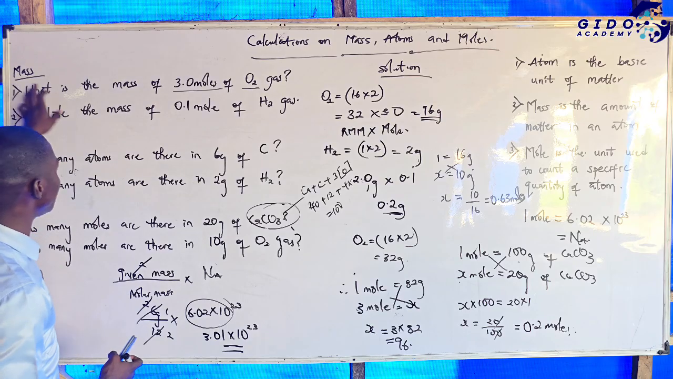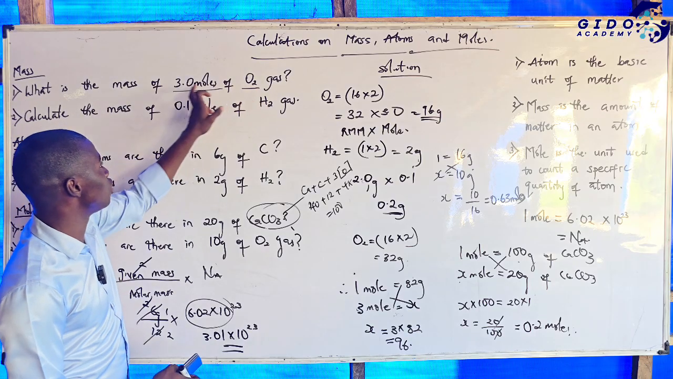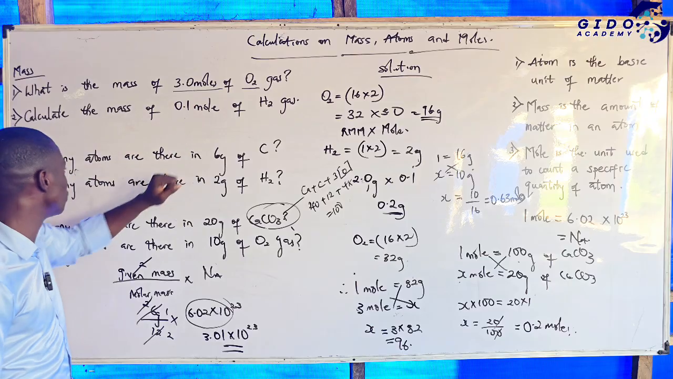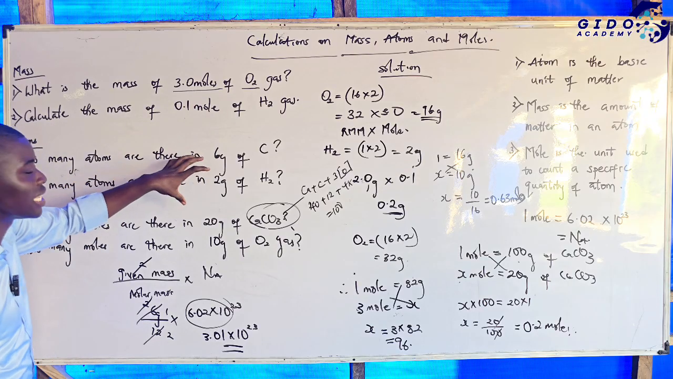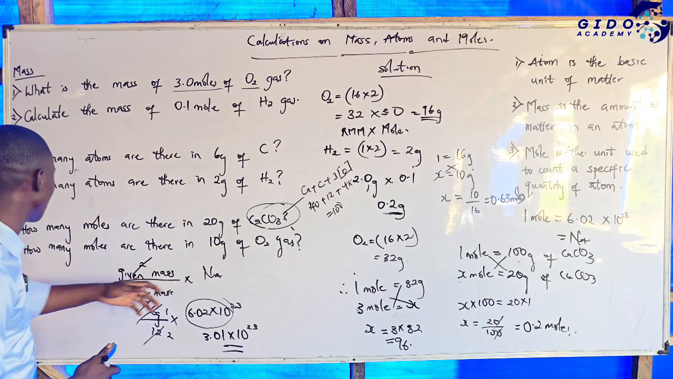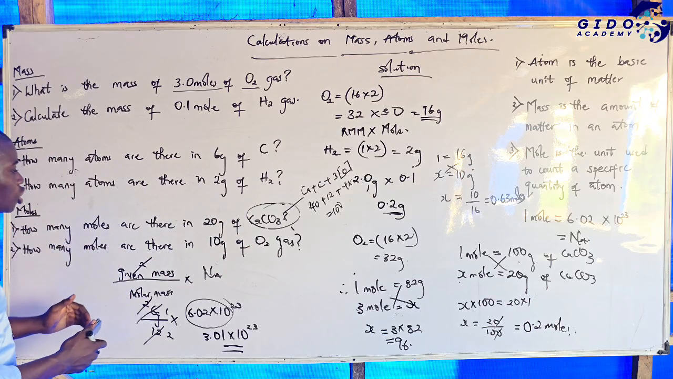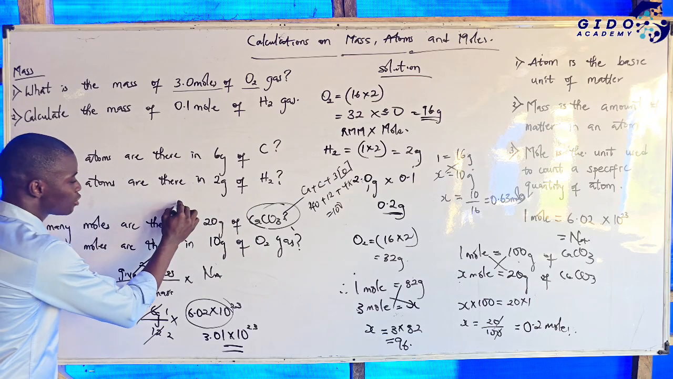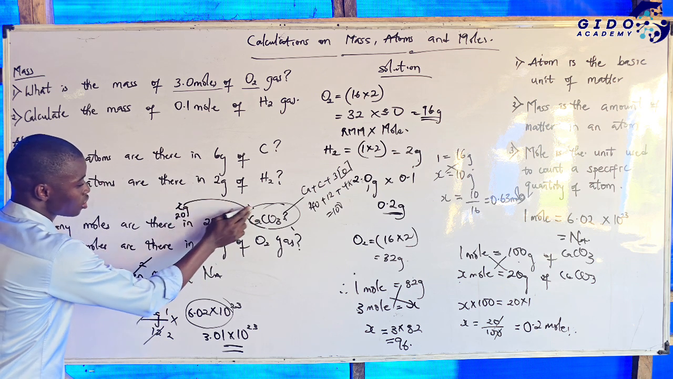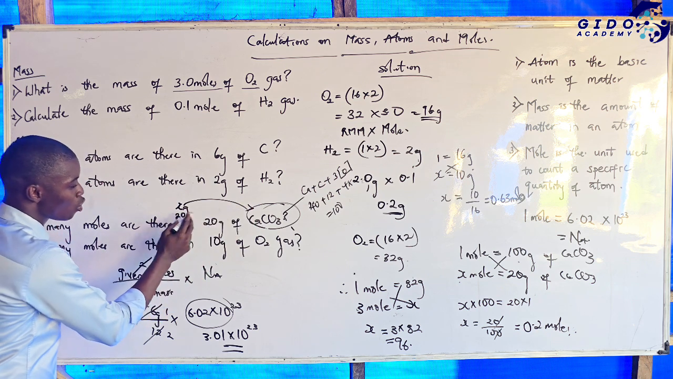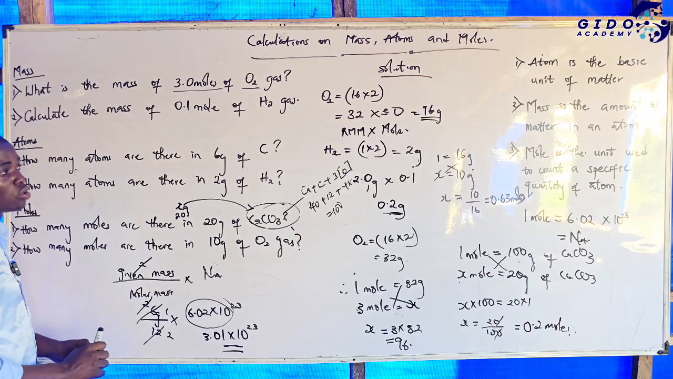For mass, it is usually the relative molecular mass times the number of moles that is given. For atoms, it is the given mass over molar mass times Avogadro's constant. While for the number of moles, what you use is, if 1 mole is equal to this many grams, then 20 grams will be equal to what? So that's how you do your calculation.